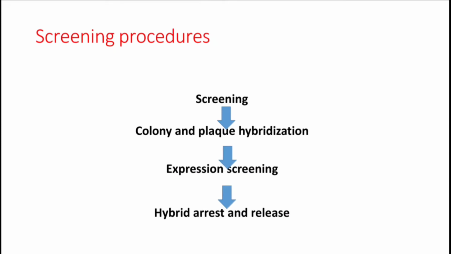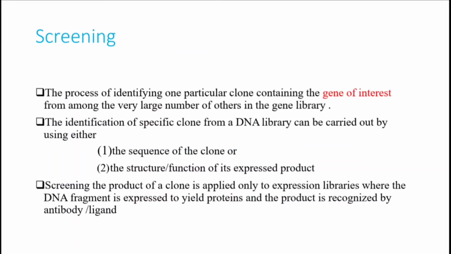Now, what are the screening procedures? Screening is the first procedure. Colony and plaque hybridization is carried out, then expression screening is carried out, then hybrid arrest and release. In the screening process, one particular clone containing the gene of interest is identified from among the very large number of others in the gene library.